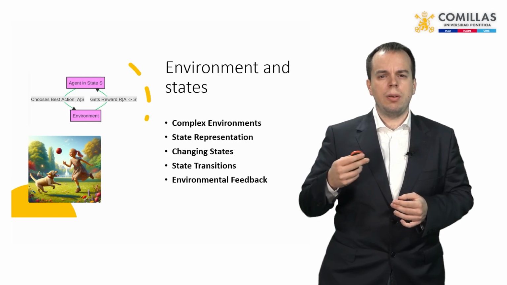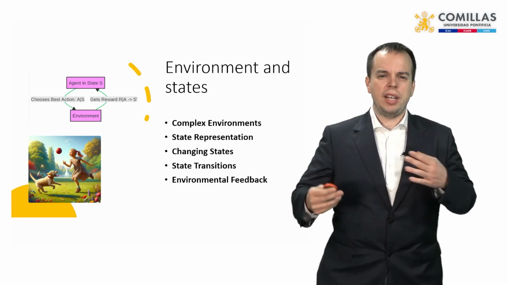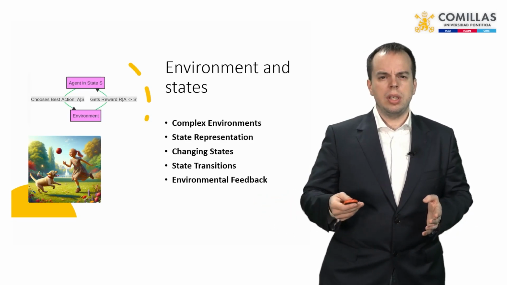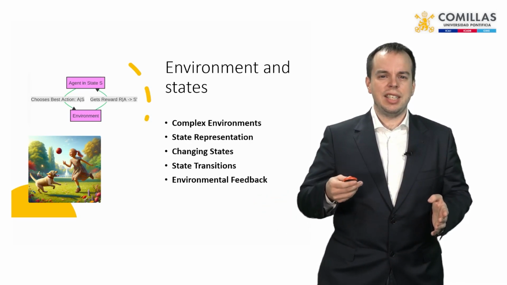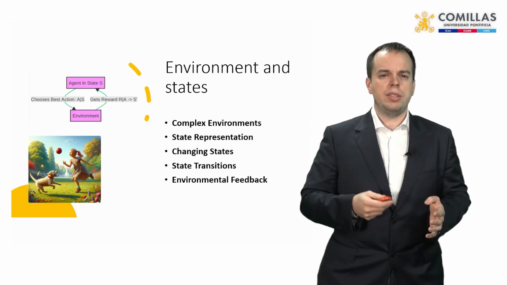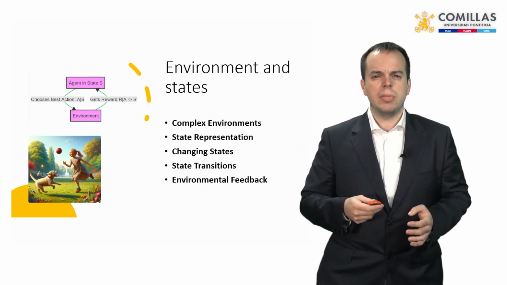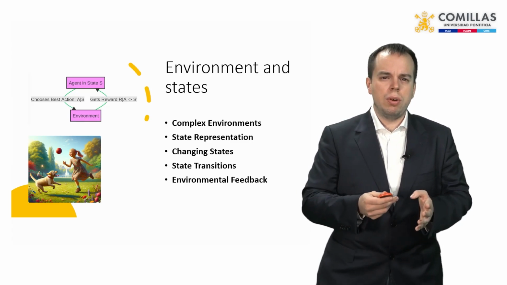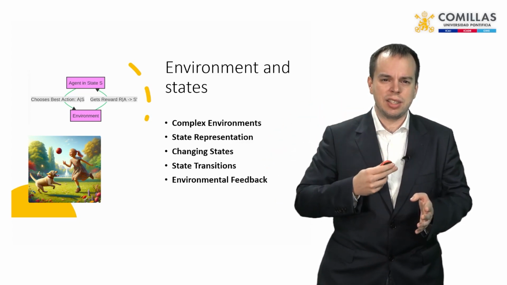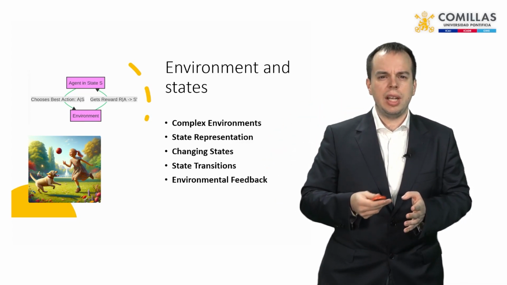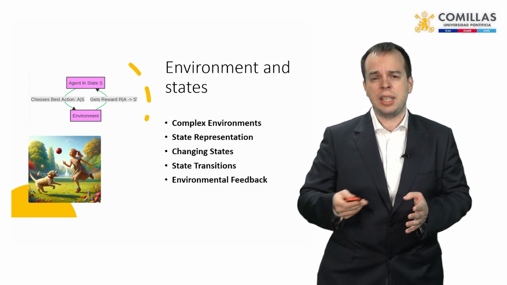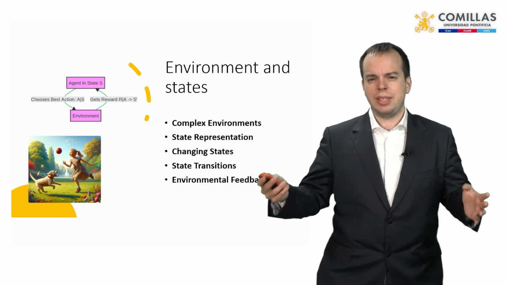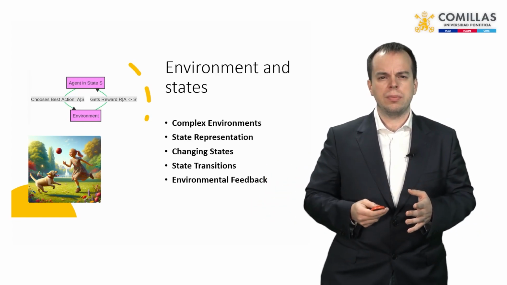Now, let's move on to the intricate aspects of environment and states in reinforcement learning. First, we discuss complex environments. These are varied settings where agents operate, such as a robot navigating through a warehouse. This complexity challenges the agent to understand and adapt to a wide range of variables and conditions. Next, we explore state representation. This refers to how the agent perceives and understands its current situation, similar to understanding the positions of pieces in a chess game. It's crucial for the agent to have a clear and accurate representation to make informed decisions.